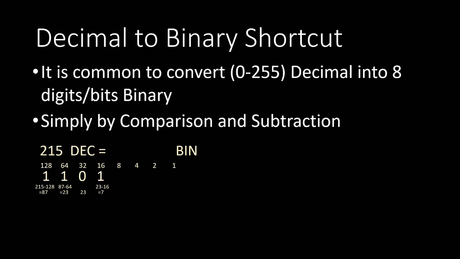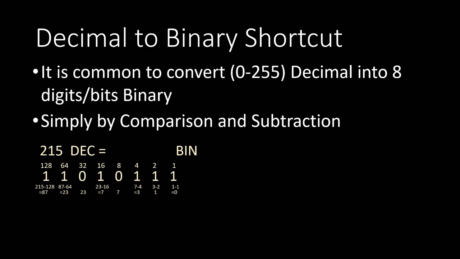23 is larger than 16, so we have 1 here, and we subtract 16 from 23 to get 7. 7 is smaller than 8, so it is 0 here. 7 is larger than 4, we do 1 here, and we subtract to get 3. We apply the same concept here. 3 minus 2 is 1, and we have 1 here.